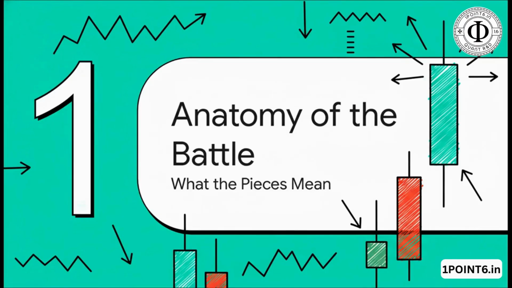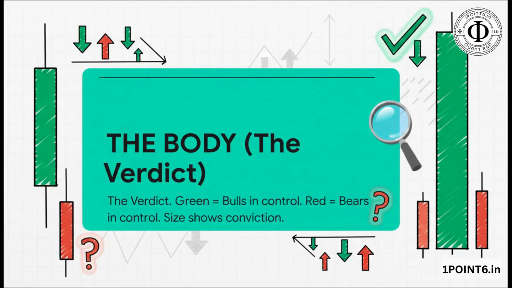To really get the story, you've got to understand the language it's written in, right? So we're going to break down the anatomy of a candle, piece by piece. First up is the main thick part of the candle. This is called the body, and you can think of it as the final verdict of the battle. It tells you exactly who was in control when the dust settled. You see a big, long body, that means the winner won by a landslide. A tiny little body, that means it was a much, much closer fight.